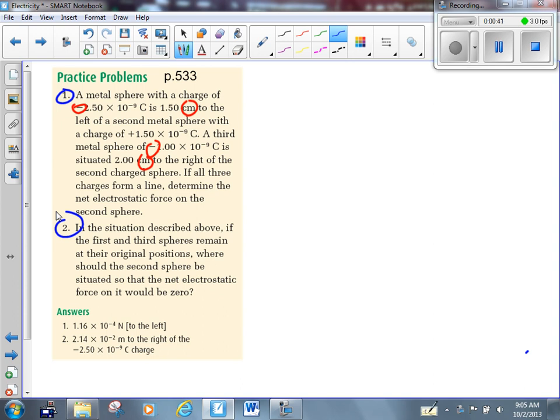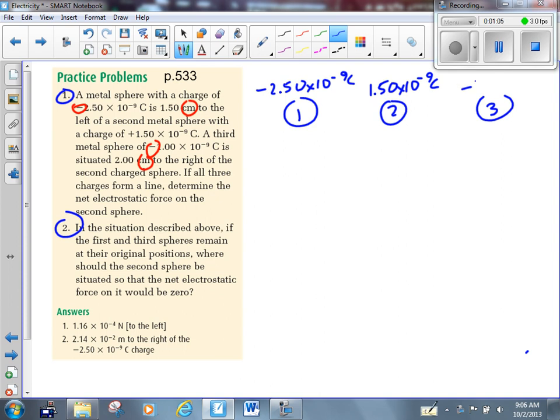So let's draw it out here. We'll call this sphere 1, and it's a charge of negative 2.50 times 10 to the negative 9 coulombs. There's a second one that has a charge of positive 1.50 times 10 to the negative 9 coulombs. And there's a third one that has a charge, again, we remember to put it as a negative because we circled that. It's negative 1.00 times 10 to the negative 9 coulombs.